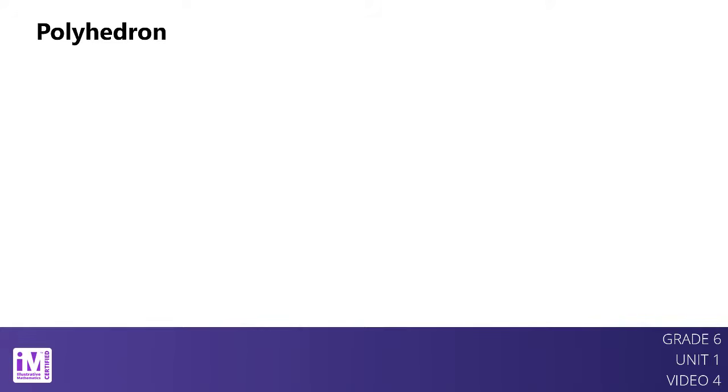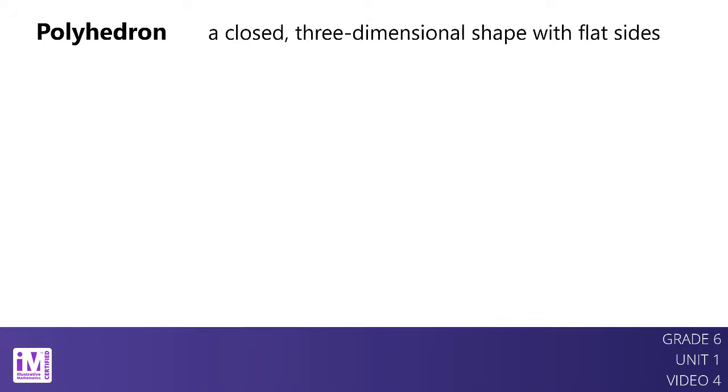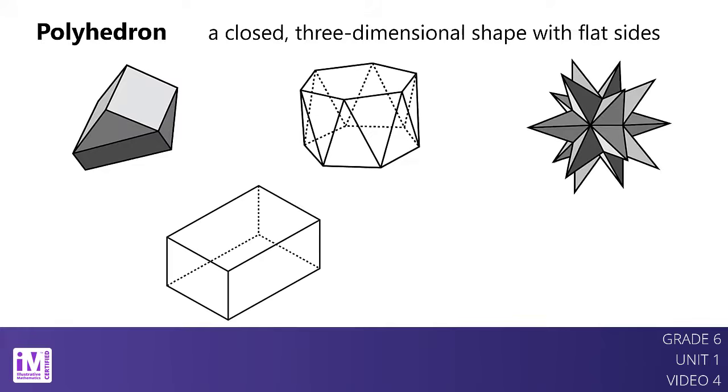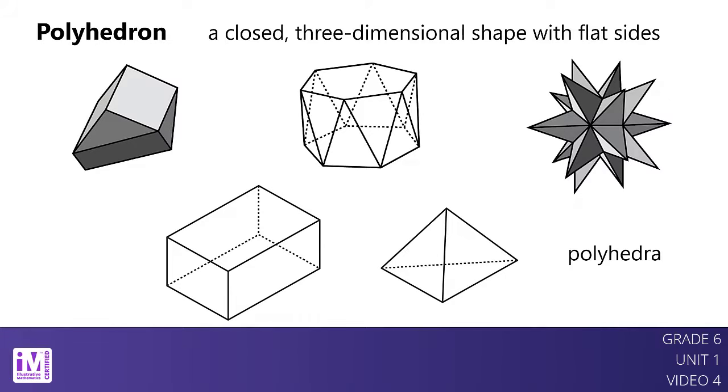A polyhedron is a closed three-dimensional shape with flat sides. When we have more than one polyhedron, we call them polyhedra. These are some drawings of polyhedra.